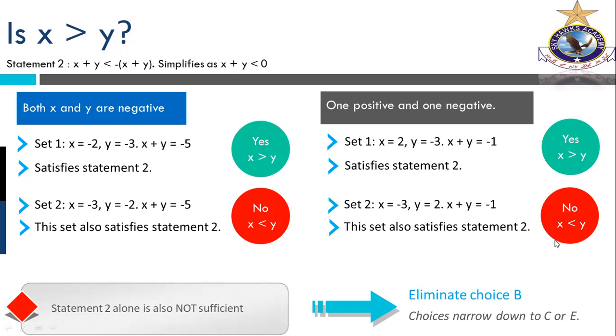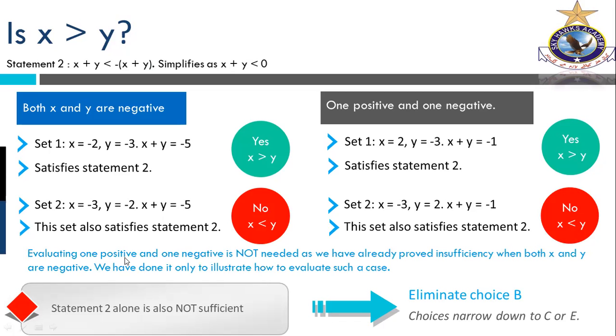We are looking for the definite answer. Either we should say yes or no, but at the same time, we are getting both answers. So one way we are saying yes, and the next is no.